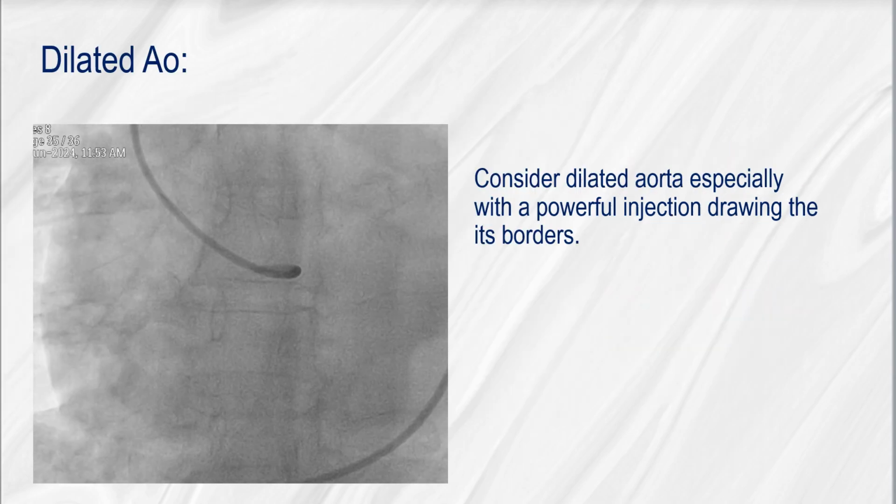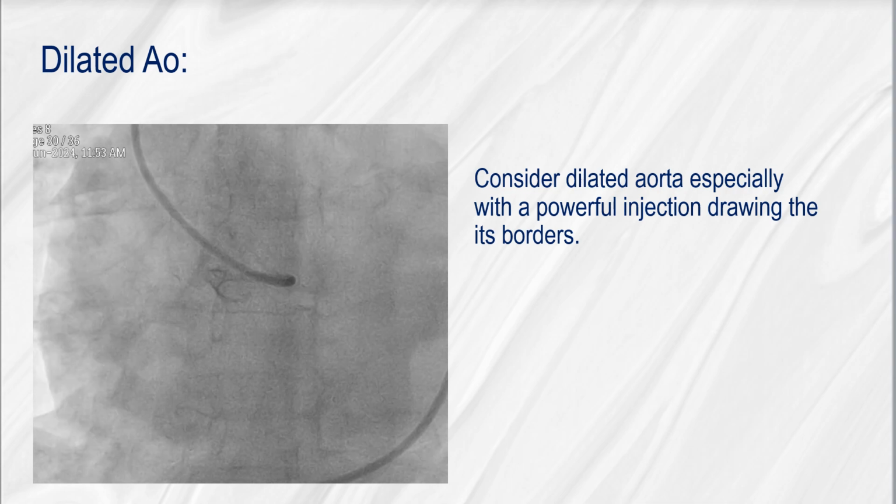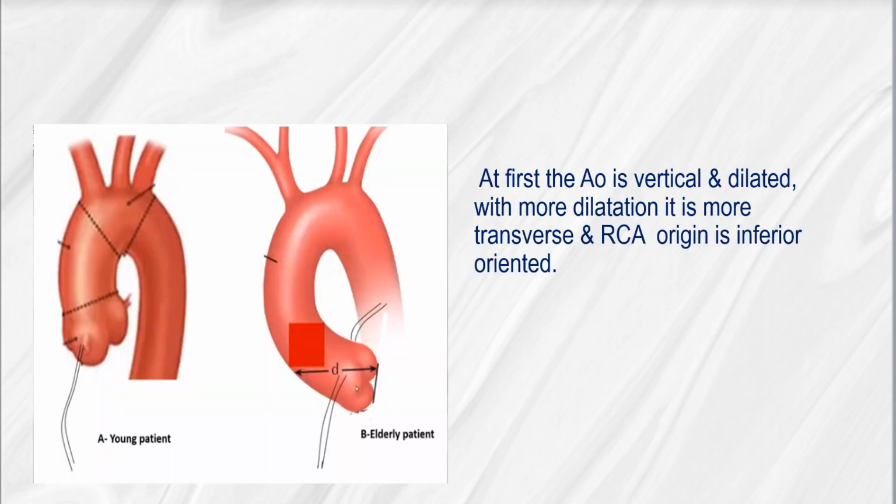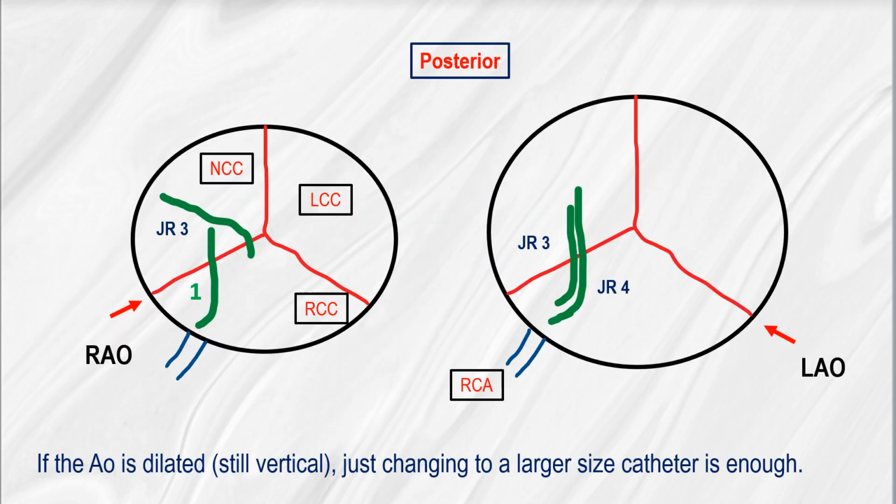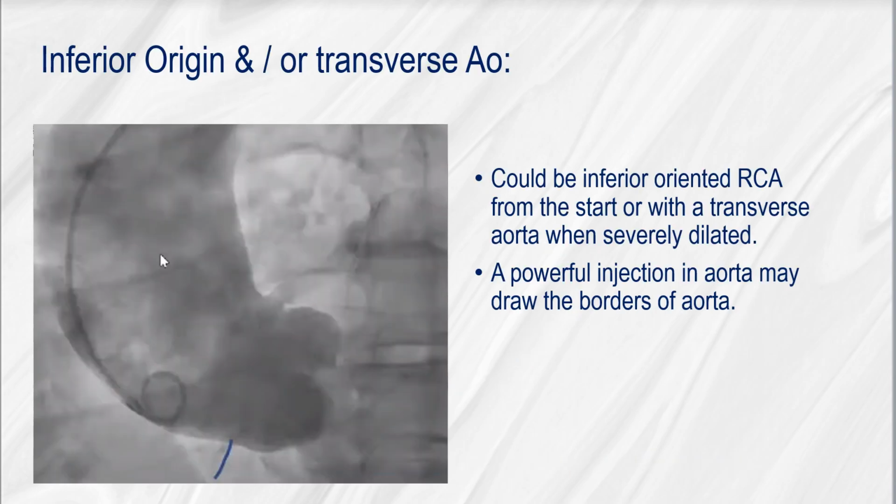Consider a dilated aorta, especially with a powerful injection drawing its borders. At first, the aorta is vertical and dilated. With more dilatation, it is more transverse and the RCA origin is inferiorly oriented. If the aorta is dilated but still vertical, just changing to a larger size catheter is enough. The RCA may have an inferiorly oriented origin from the start, or with a transverse aorta with severe dilatation.